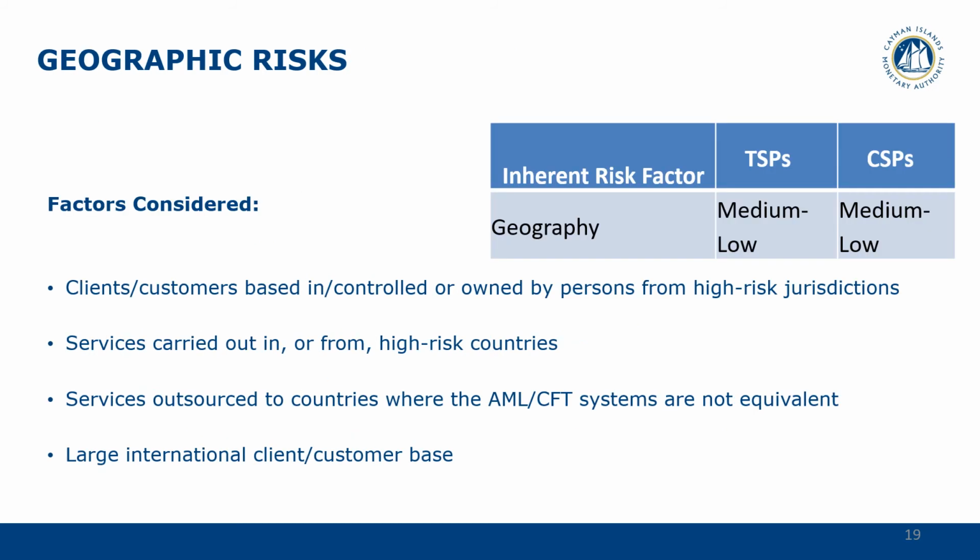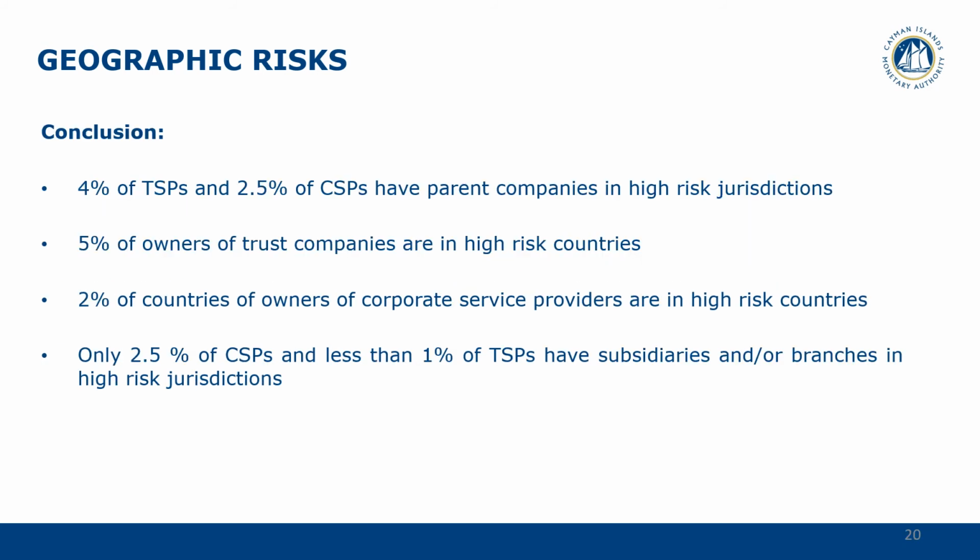Finally, let's consider geographic risks. So factors considered here were whether clients and customers were based in or controlled by persons from high-risk jurisdictions, the services carried out in or from high-risk countries, the services outsourced to countries where AML-CFT systems are not equivalent, and whether there was a large international client and customer base. For both TSPs and CSPs, this risk was deemed medium-low. And this was because the data suggested that the exposure to high-risk jurisdictions was relatively low.